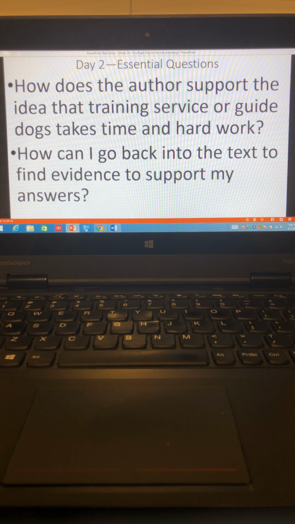Our essential questions for today: how does the author support the idea that training service or guide dogs takes time and hard work? How can I go back in the text to support my evidence?